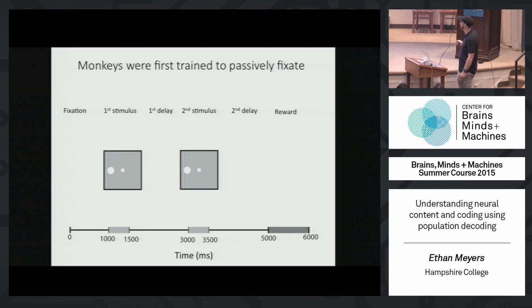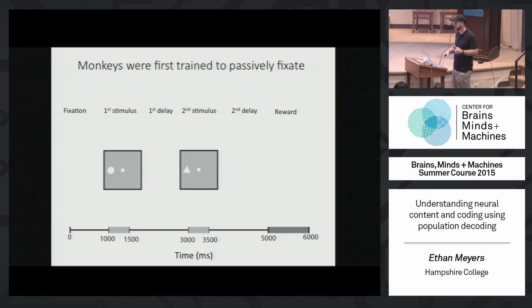The reward was given just for the monkey maintaining fixation. The monkey did not need to pay attention to what the stimuli were at all. Okay? And on some trials, the stimuli were the same. On other trials, they were different. But the monkey did not need to care about that. So the monkey does this passive task. They record over 750 neurons from the prefrontal cortex.